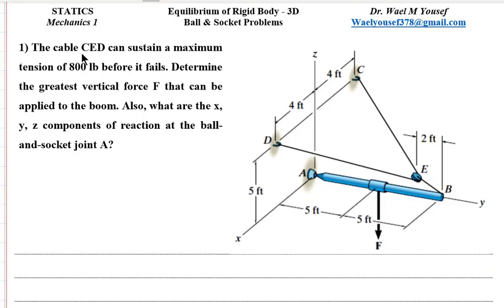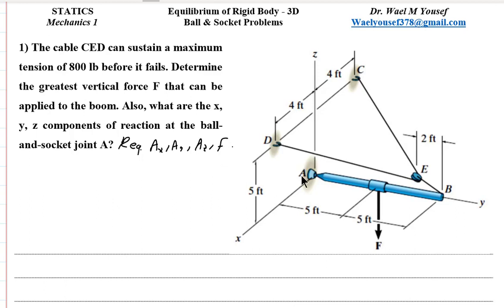Question number 1. The cable CED can sustain a maximum tension of 800 pounds before it fails. Look at the cable here, CED, through this pulley. Determine the greatest vertical force F that can be applied to the boom. Also, what are the X, Y, and Z components of reaction at the ball and socket joint A? Okay, very good. So the required here is AX, AY, and AZ, and also the magnitude of F.